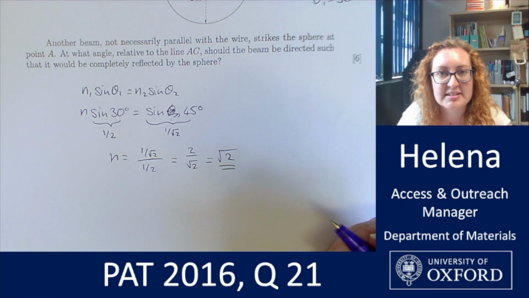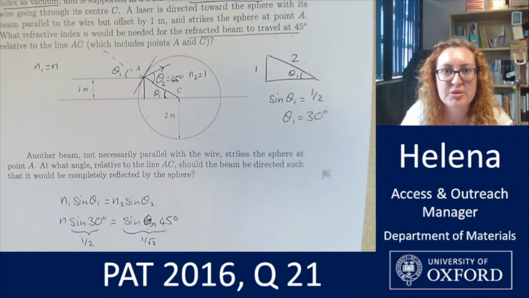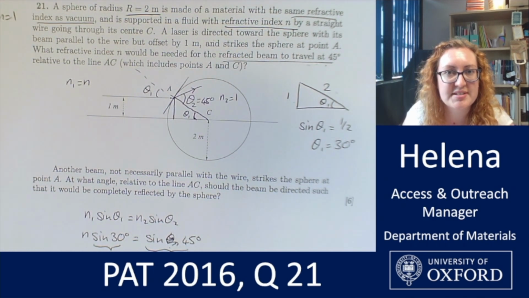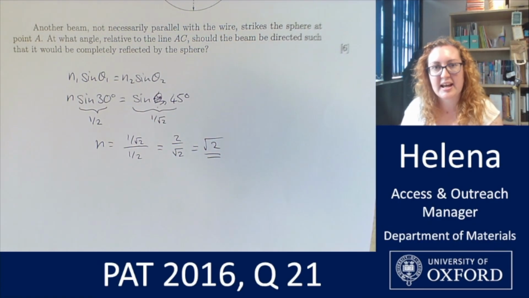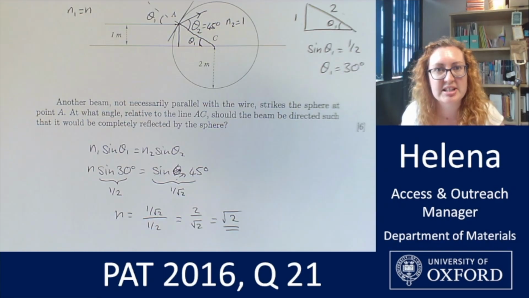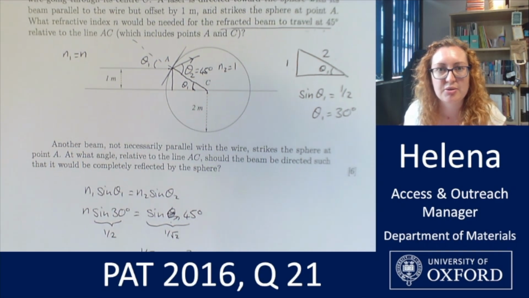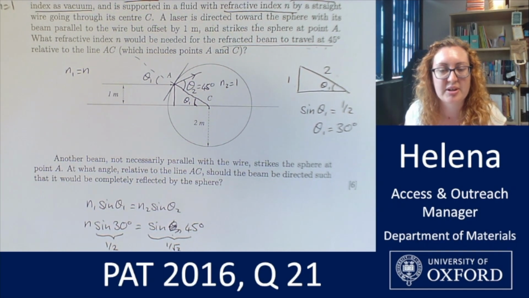Always good to leave these in exact form unless the question asks you to leave it to a certain number of significant figures, which it doesn't. So I'm going to leave my answer here as root 2. So that is the answer to the first part of this question. That's the refractive index that we would need in order to have the setup that's asked for in the question.